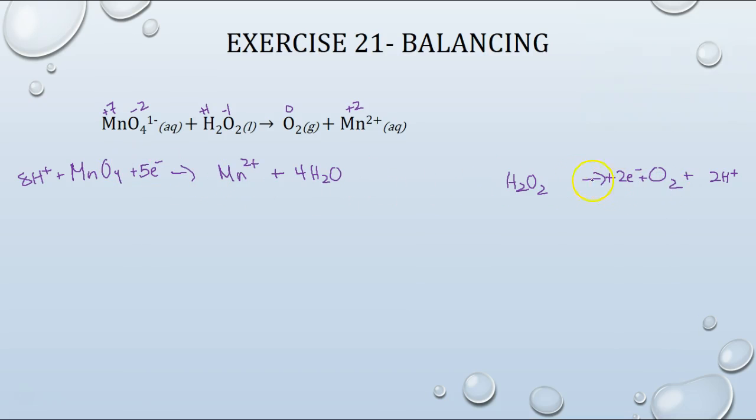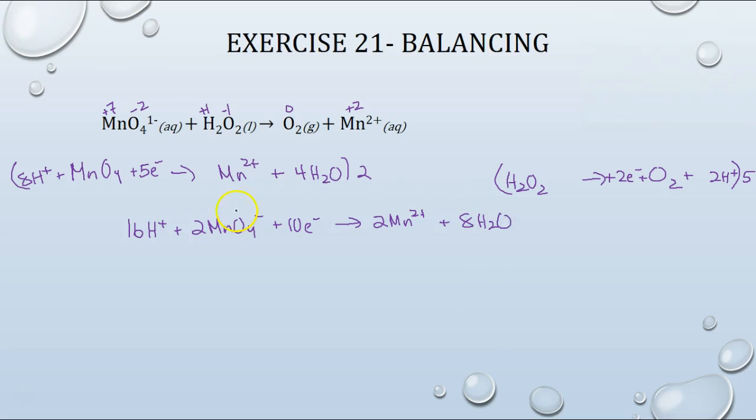I have 5 and 2, so I'm going to have to multiply this guy by 5 and this guy by 2. So I start that. 16 H plus, 2 permanganate, plus 10 electrons yields 2 manganese 2 plus ions plus 8 water.